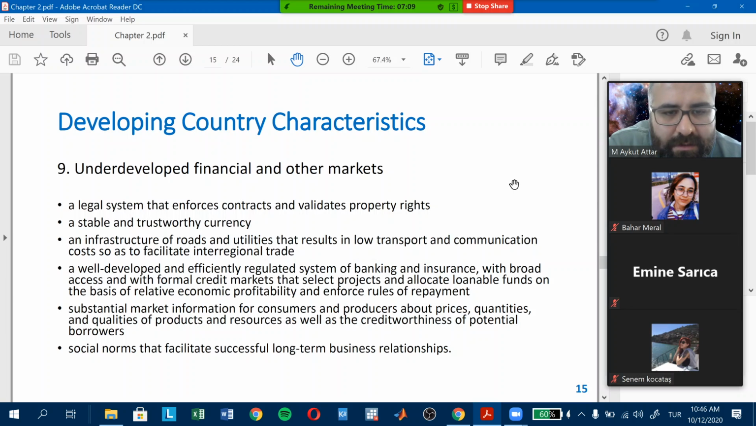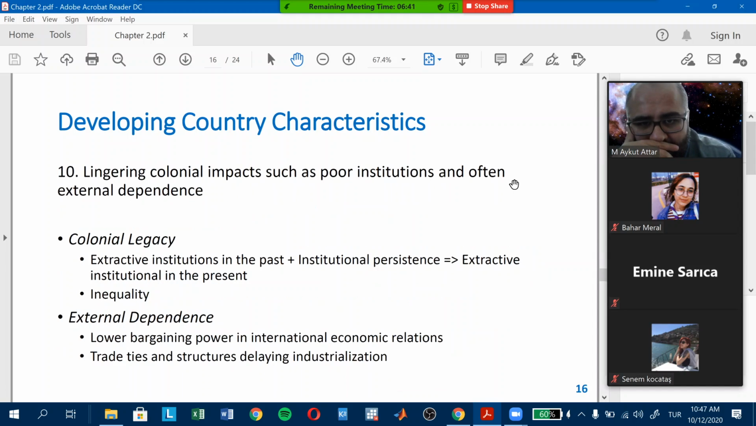All right, so prices, quantities, and quality of products, all of these things, and here, as you see, creditworthiness of potential borrowers. So those are the things that, in general, matter for the healthy operation of markets in a capitalist private ownership economy. Finally, social norms are, of course, also important. Lastly, for this part, we have the effects of colonial legacy and external dependence.